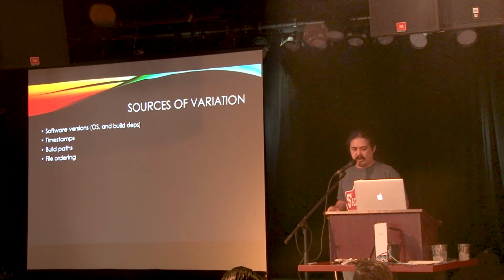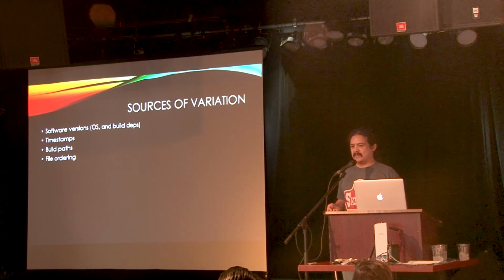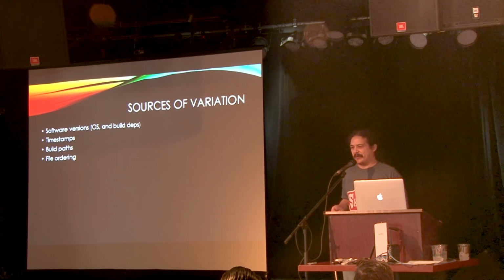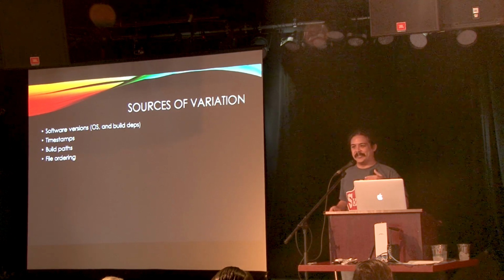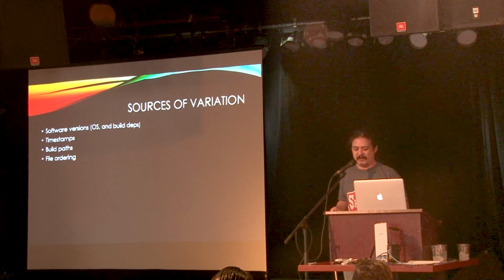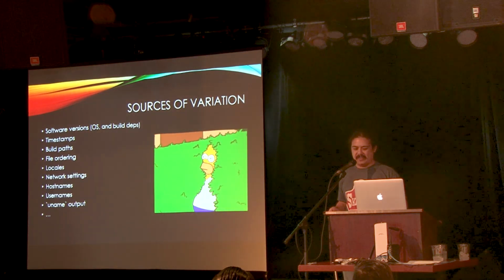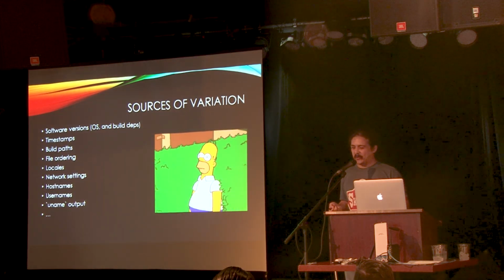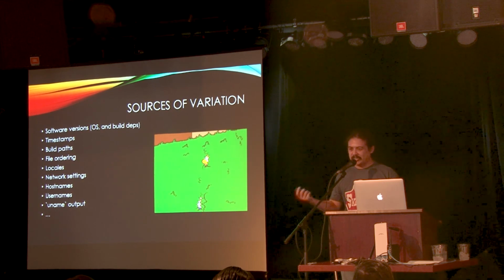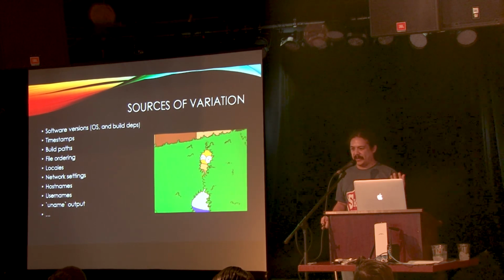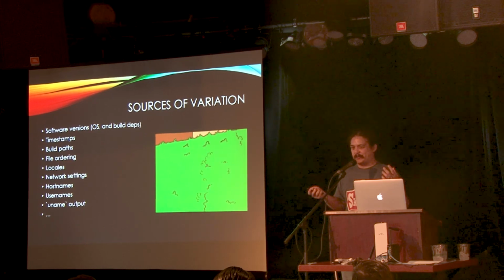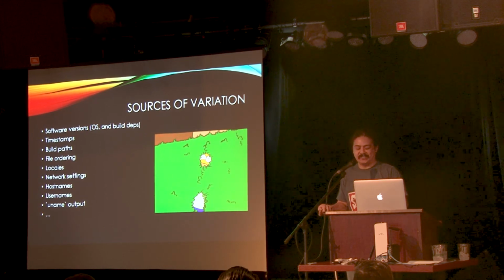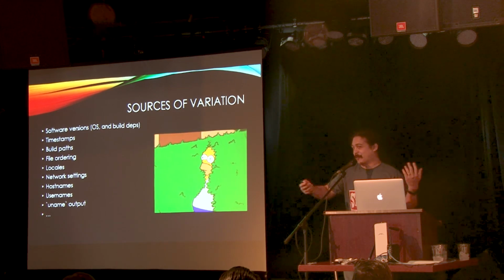The list does go on though. File ordering, that's a bit obscure. Depending what order the operating system read the files off disk or the file system reported it, you could get differences in your built binary. We're getting a bit obscure now. And the list starts to go on. Locales, network settings, the host name of the machine, the username making the build, even the output of uname as well. All of these things could create variance in your built binary. So yeah, you name it, it probably broke it.